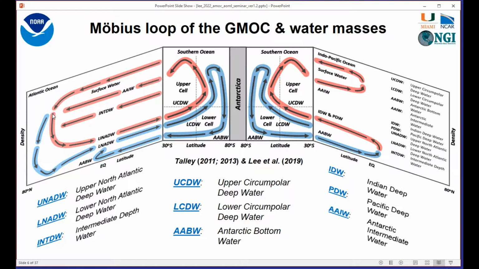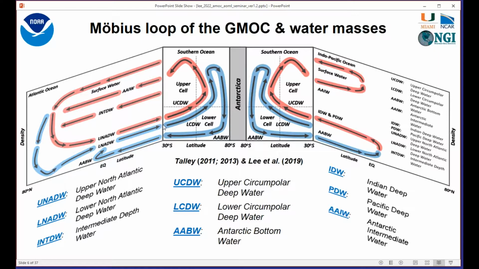That heavier water is usually formed in the Labrador Sea and the Irminger Sea, and then slightly northward in the GIN Sea, which is called the Greenland, Iceland, and Norwegian Sea. That's where slightly denser water is formed, sinks down, and is carried back southward. That is the lower North Atlantic deep water, slightly denser than the upper North Atlantic deep water going to the south.